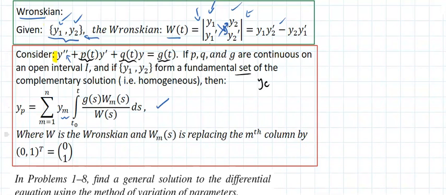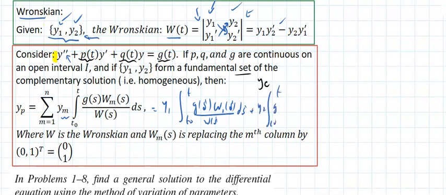Then the particular solution would be the series, and in our case, just in this section, it's going to be y sub 1, the integral from t naught to t of g of s, Wronskian sub 1 divided by the Wronskian evaluated at s, plus y sub 2, the integral from t naught to t, g of s, Wronskian sub 2 divided by the Wronskian. I'll tell you what that means in a minute. So in this case, that's all there is.